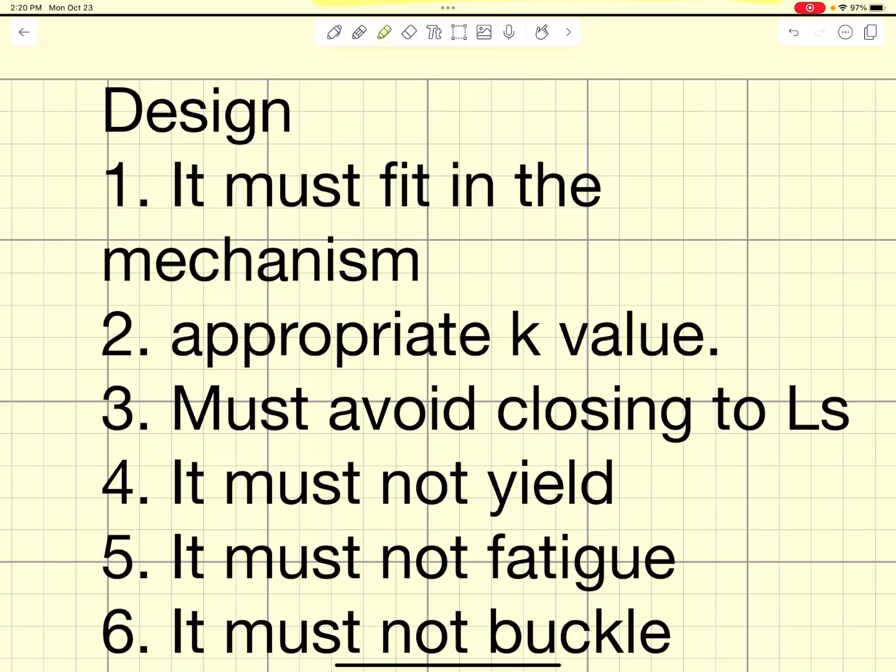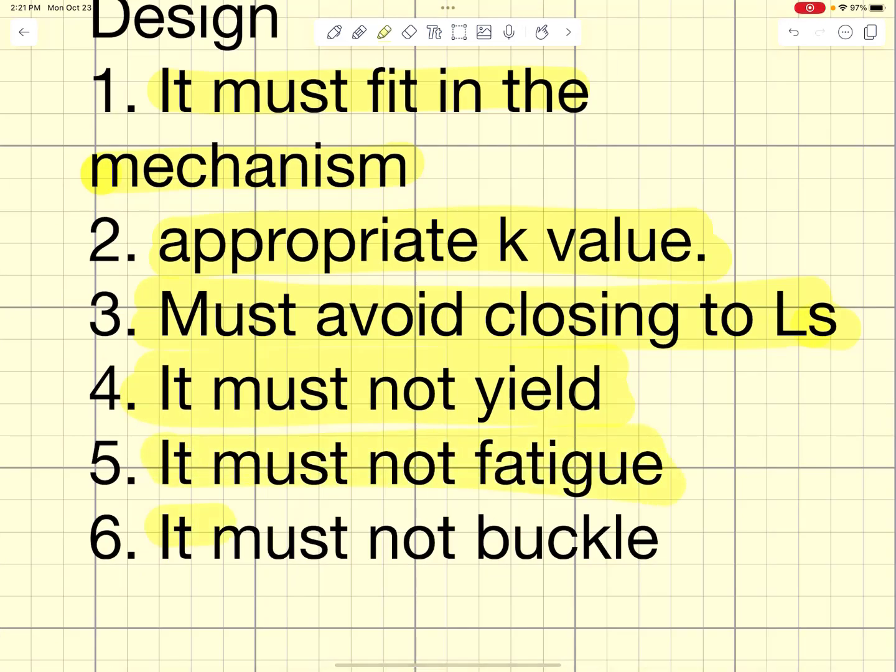When we are designing a coil spring for compressive loading, there are a number of conditions that are pretty obvious. First, it must fit in the mechanism. You don't have any wild choices here. You've got to make sure it fits. It has to have the appropriate K value so it provides the force deflection relationship that your mechanism needs in order to function. You have to make sure it doesn't close to the solid length, because if it closes to the solid length, your stiffness goes through the roof. During that loading operation, it must not yield. You want to stay away from the shear yield strength. It also must not fatigue, and you want to avoid buckling of that coil spring. We'll get into more of this as we go through some examples.